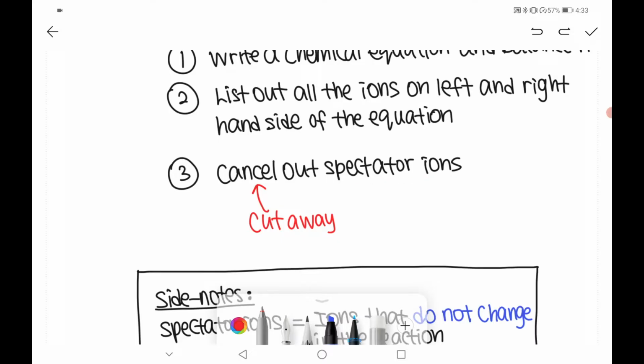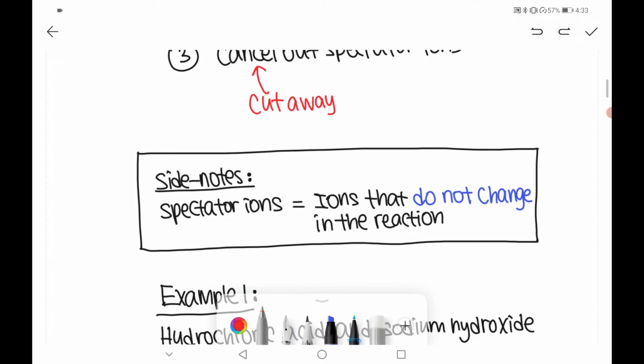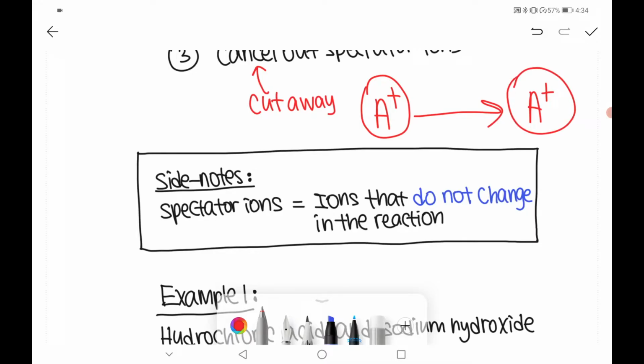What do we mean by spectator ion? Spectator ion refers to the ion that does not change in the reaction. Any ion that does not change in the reaction is called spectator ion. For example, on the left hand side, the A is A plus, and on the right hand side, A becomes A plus. So this is ion, this is ion, but you can see the charge never changes. So they are spectator ions, so you can cut them out.